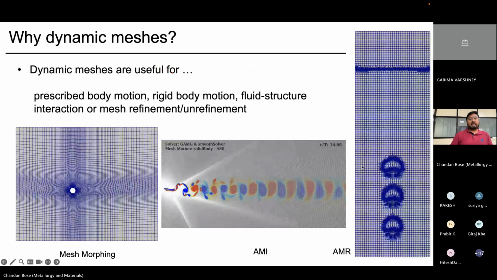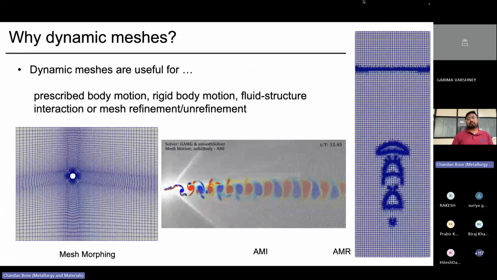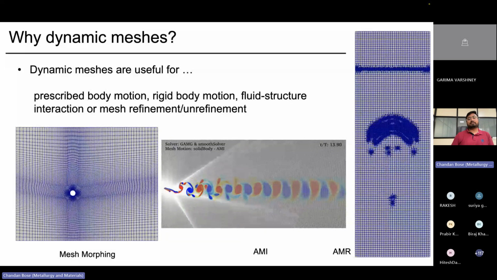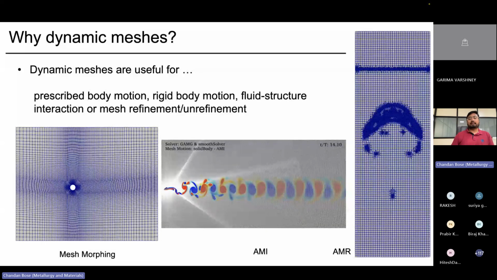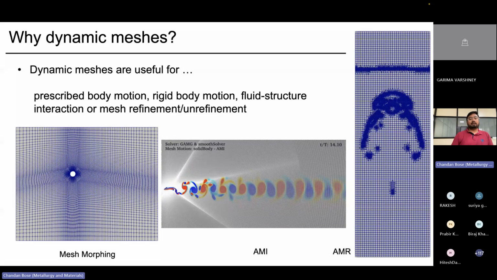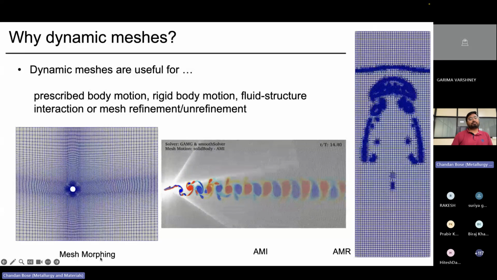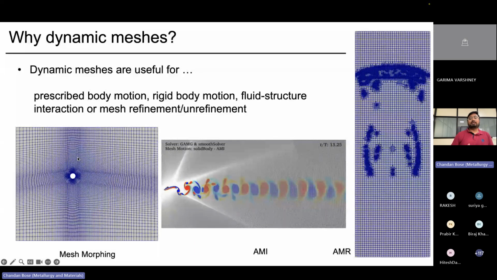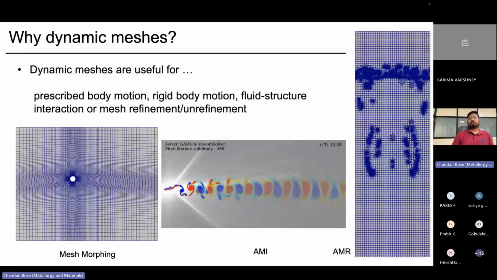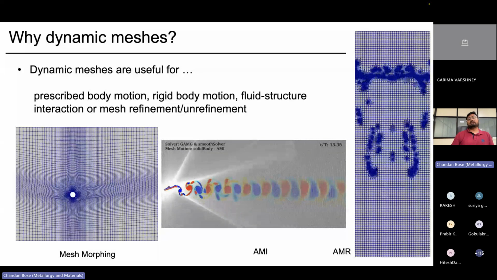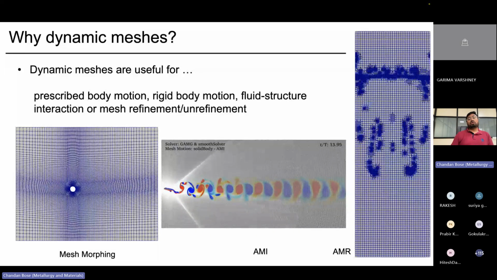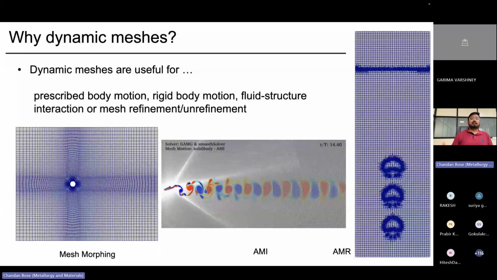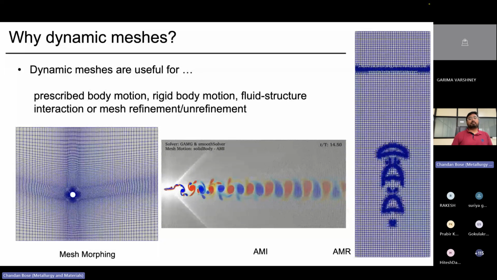Now, as I was already discussing why we need dynamic meshes, we need them particularly for these kinds of problems if we want to simulate. One is prescribed body motion. That means, for example, in the first example you see mesh morphing where we are giving a prescribed motion to a cylinder to translate up and down. And to incorporate this body motion, we are deforming our meshes where the cell volumes are changing, right? We can also incorporate rigid body motion, where we can move the whole mesh. I will show you the example without even deforming the mesh.